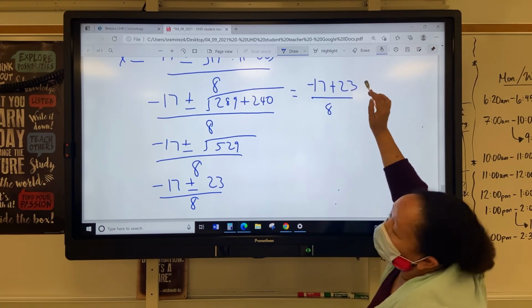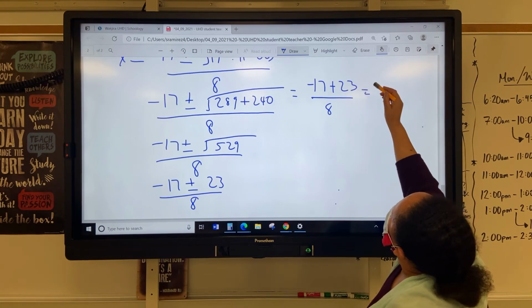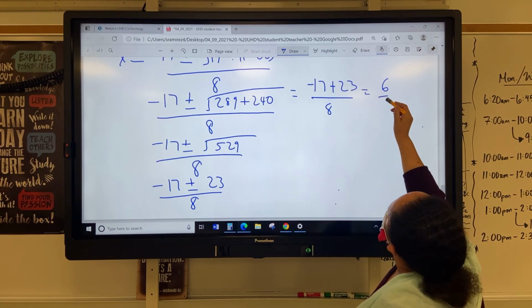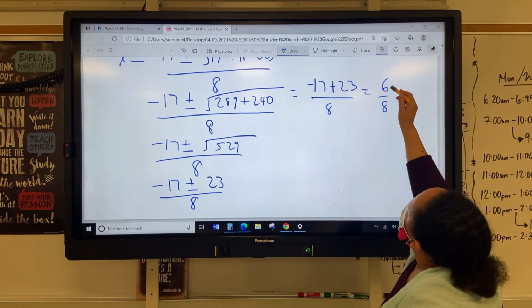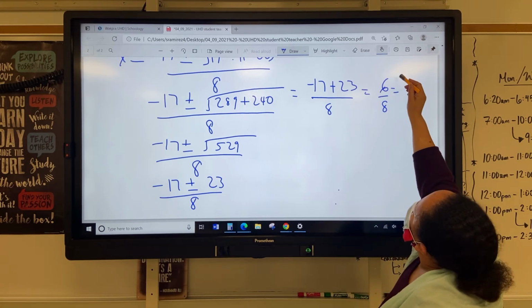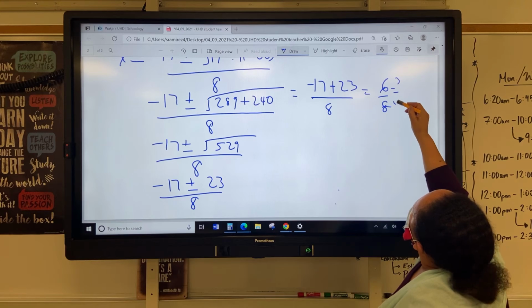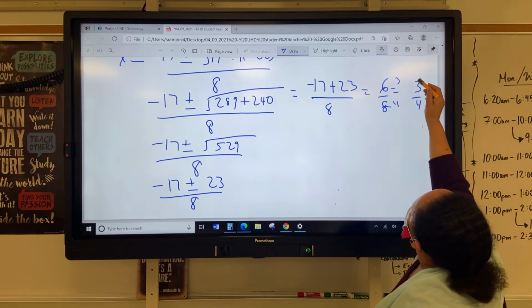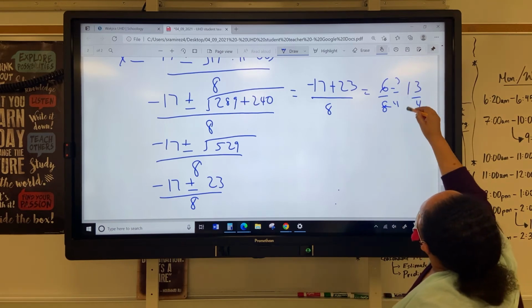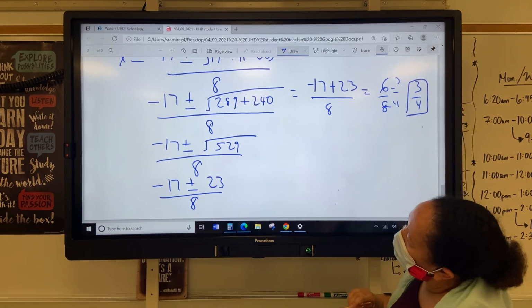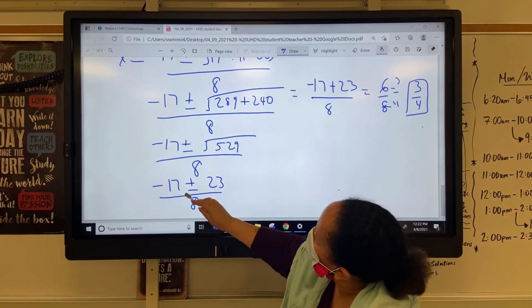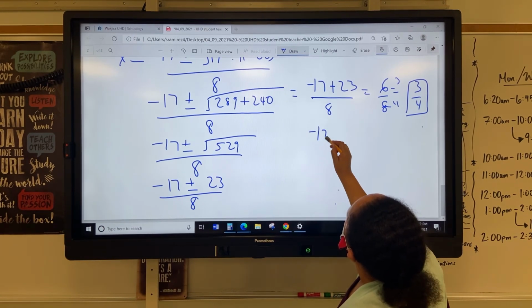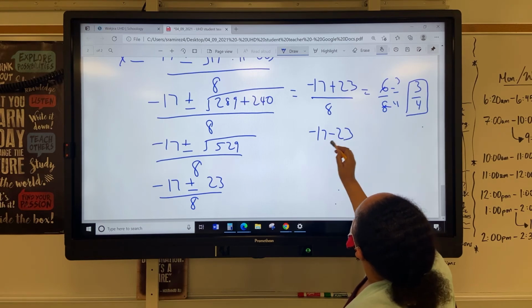Minus 17 and 23, when you do it in the calculator, you get 6 over 8. When you simplify this, it will be 3 over 4. So your answer will be 3 over 4. That is one answer. And we're going to the second one. Minus 17 minus 23 over 8.